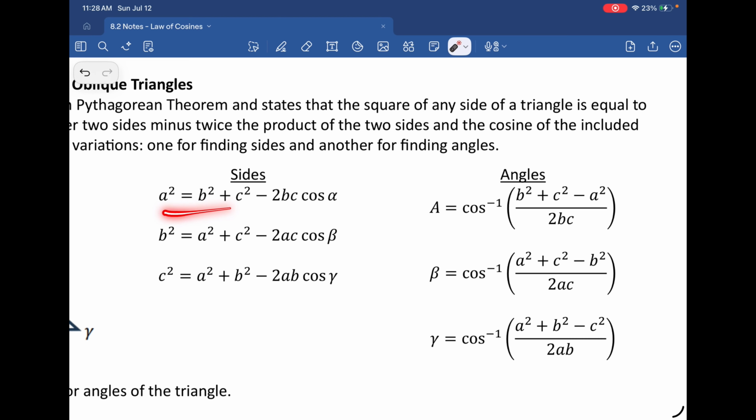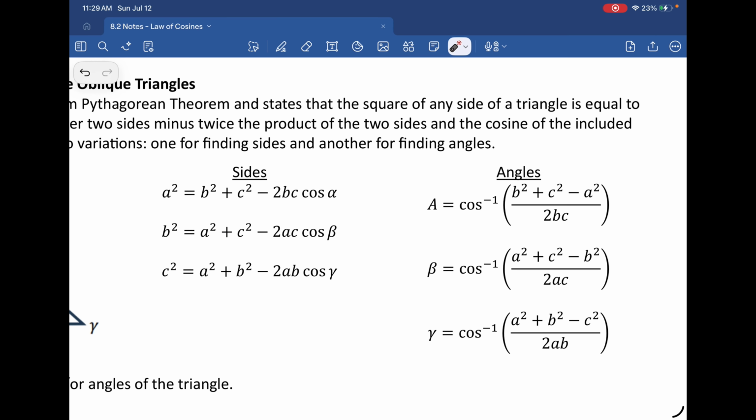All of these formulas are simply reworking the Pythagorean theorem. And mostly calculator use here. So once you get it set up, it's a matter of you putting it in correctly, the right way in your calculator.